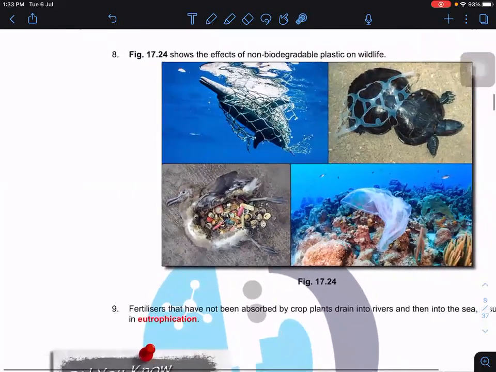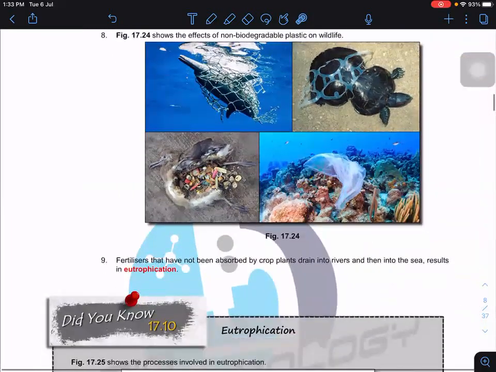And nowadays we also talk about microplastic in the marine ecosystem. So now we ban the plastic, we ban the straw, but the most important thing is we have to find a way to remove those wastes from the marine ecosystem.